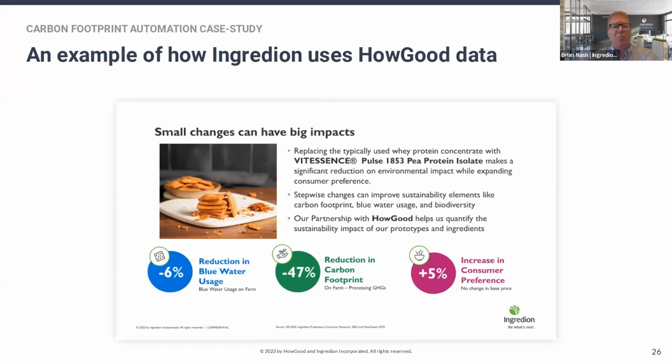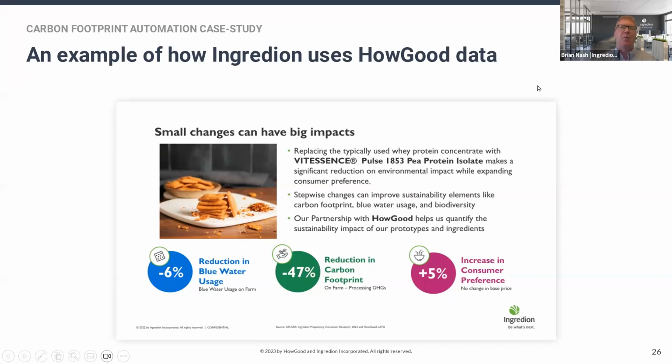And so, bringing this all together, like I said, I didn't know that you were going to show our Vitessence pea protein, but fantastic. Just as an example, we were at IFT, we formulated a pea protein cheese cracker where we used pea protein to replace whey protein. And in the prototype, people were able to sample at our booth. We were also able to show that we reduced water usage 6%, reduced the carbon footprint of the product 47%.